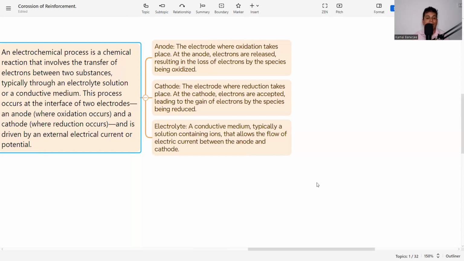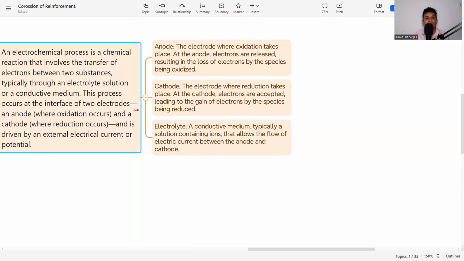We need the anode and then the cathode, the electrode where reduction takes place. At the cathode, electrons are accepted, leading to the gain of electrons by the species being reduced. So at one electrode electrons are released and at the other they are accepted. And then what is the electrolyte? A conductive medium, typically a solution containing ions that allows the flow of electrons. Now from the anode the electrons are released and at the cathode the electrons are accepted. Now how will the electrons transfer? For that a medium is required, that is the electrolyte.